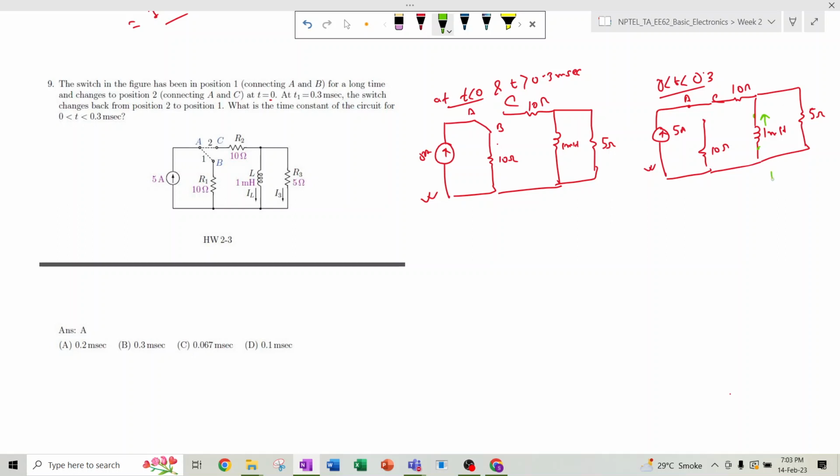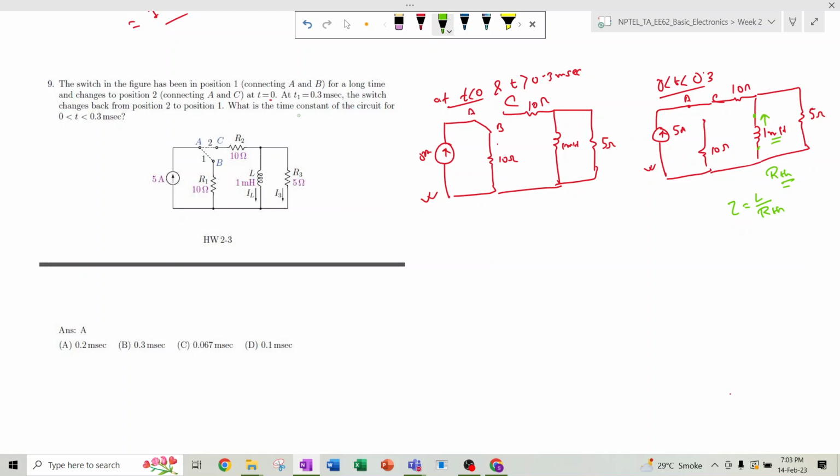So we need to find out the value of the equivalent Thevenin resistance, and then the time constant can be written as L divided by the equivalent Thevenin resistance. L is given already, 1 millihenry. By this way we can determine it. So how do we find the Thevenin equivalent resistance for this circuit?